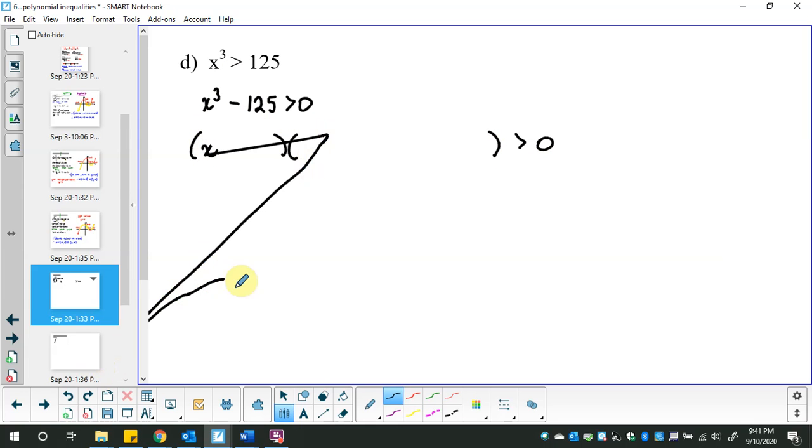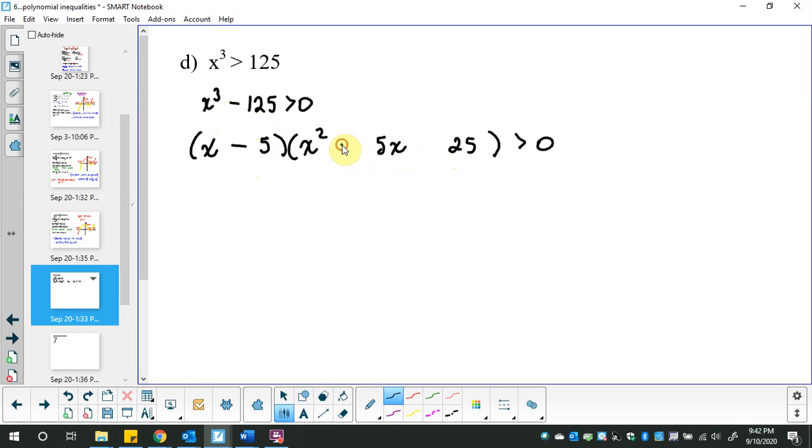Let's try that again. Square it. Cube root of 125 is 5. Square it. Multiply those two terms together in the center. Go back to the original question. It's a minus. So keep it, change it, always plus.